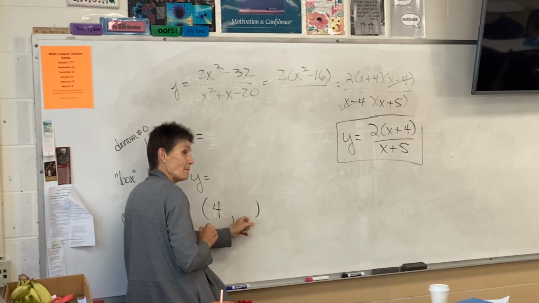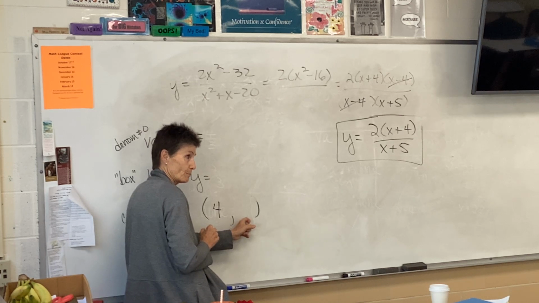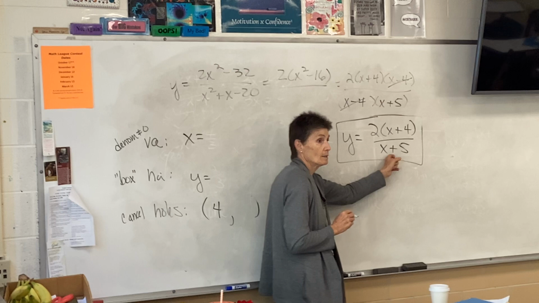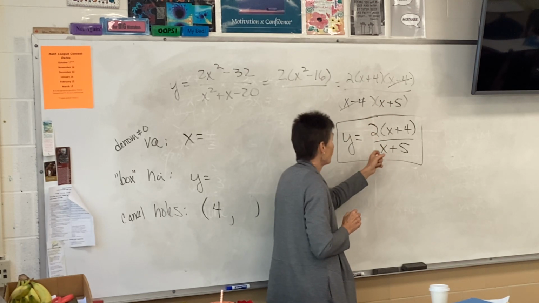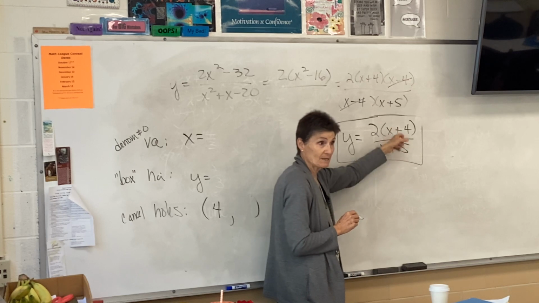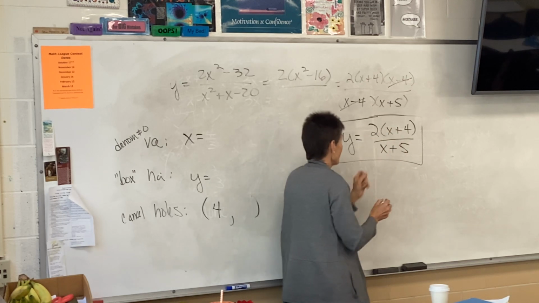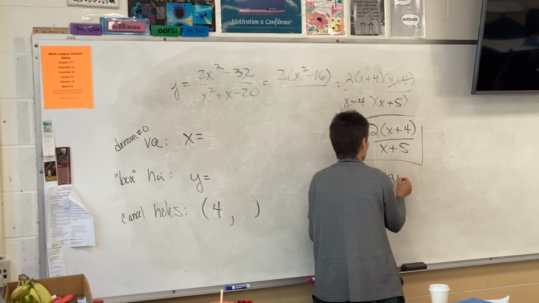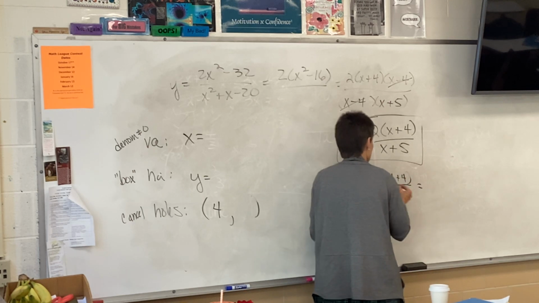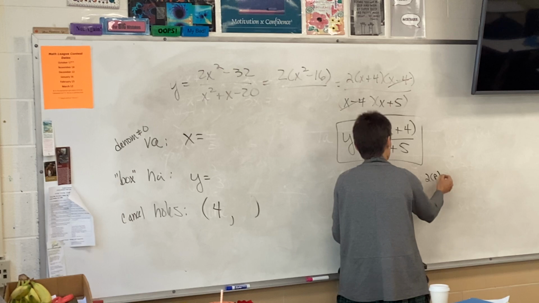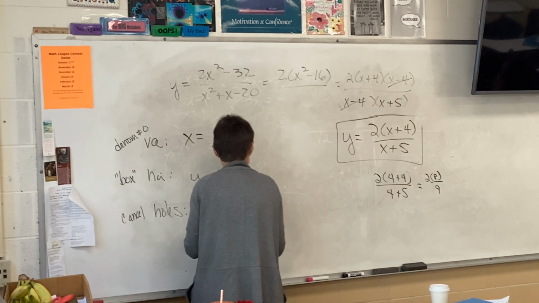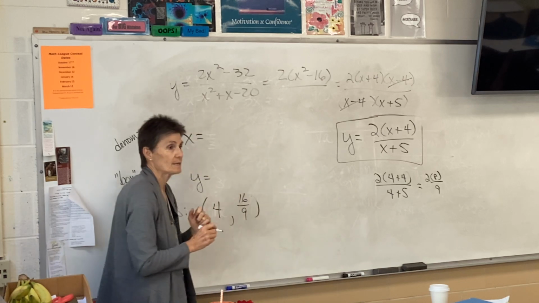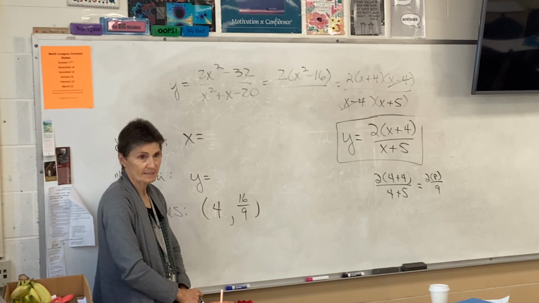Where does the y part come from? It's always the opposite. Now, put the 4 back in here. So we're going to have 2 times (4 plus 4) over 4 plus 5. So that's 2 times 8, 16 over 9. So your hole is at the point (4, 16/9).